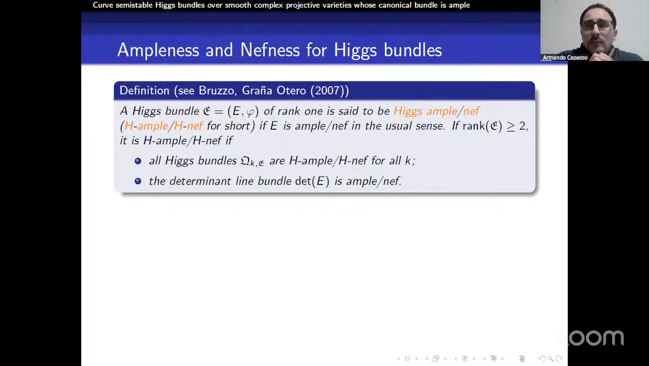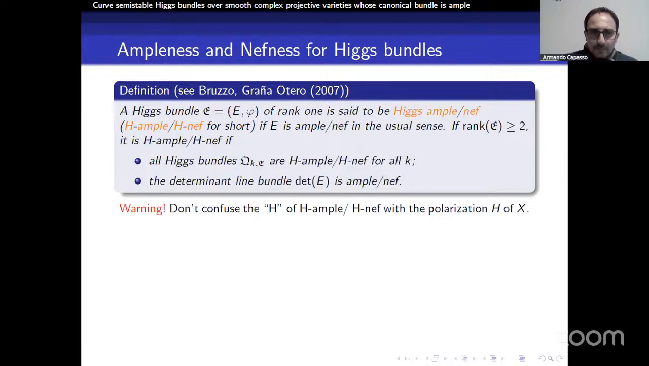That is, in rank 1, one does nothing. But if the rank of E is greater than or equal to 2, one says that E is H-ample, H-nef, if all universal quotient bundles Q_K of E are H-ample, H-nef for all K, and the determinant line bundle of E is ample or nef in the usual sense. Okay. This definition is not so clear at this moment. Indeed, in the next frame, I will explain it in the rank 2 case and the rank 3 case.